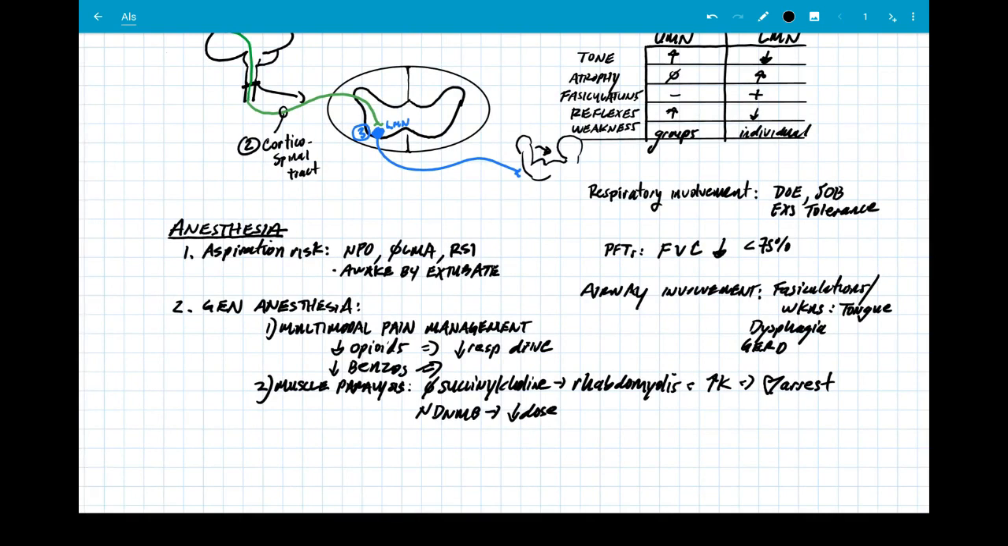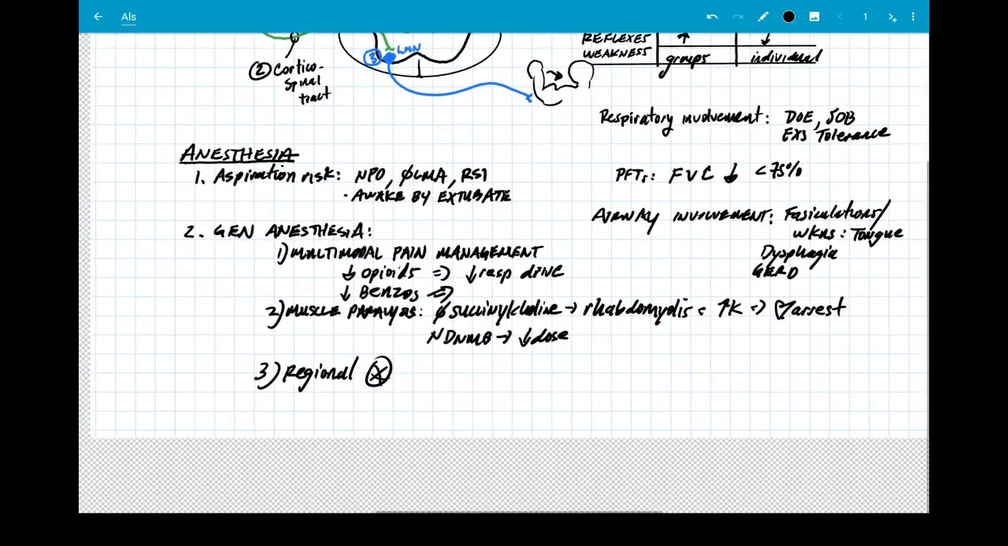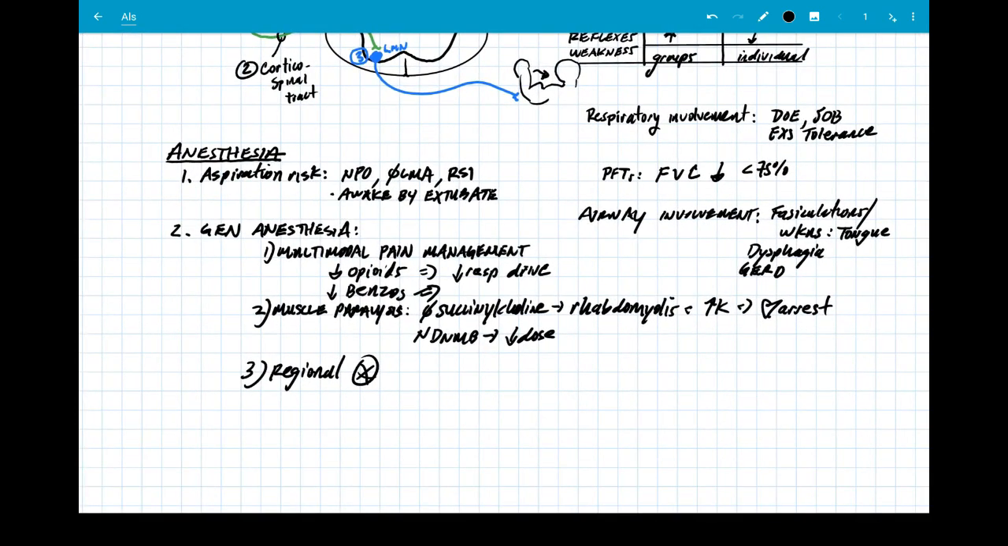So let's say you want to use other anesthetic techniques. Regional anesthesia may be your best option. There have been some reports or some concerns of exacerbating the disease process with regional anesthesia, but it may be your best bet since these patients are at aspiration risk and you really don't want to decrease their respiratory drive with any benzodiazepines or opioids, or give them any sedating drugs.